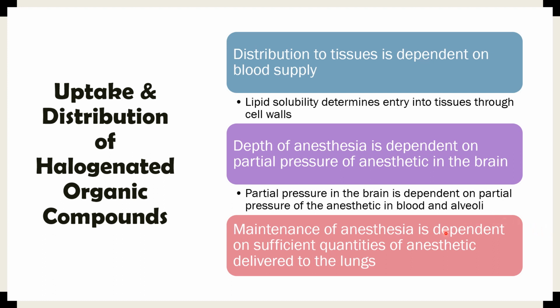We also have the maintenance of anesthesia. The maintenance of the anesthesia will be dependent on sufficient quantities of the anesthetic being delivered to the lungs. For example, if you have a patient being maintained on an inhalant anesthetic, for example isoflurane, and all of a sudden the animal wakes up, of course, we want to make sure that the animal is still getting the inhalant anesthetic. We have to check if the vaporizer is empty, if the oxygen is off, or if there is an obstruction in the endotracheal tube.